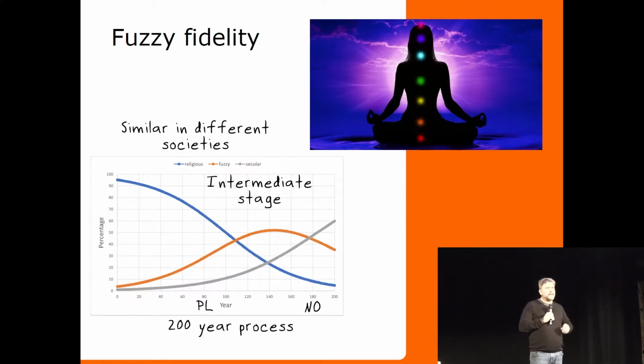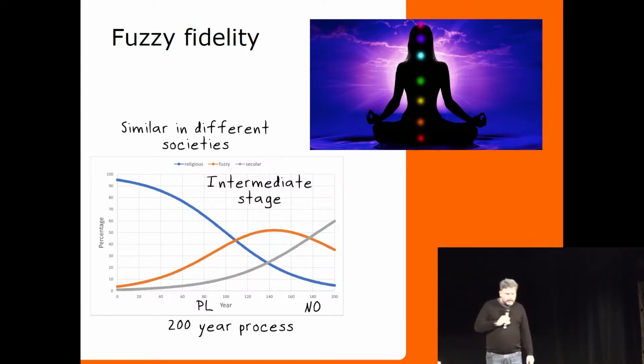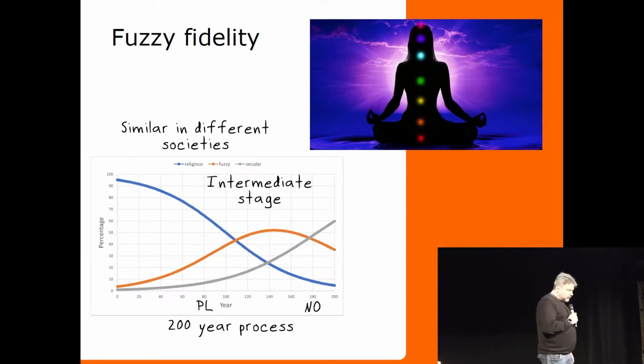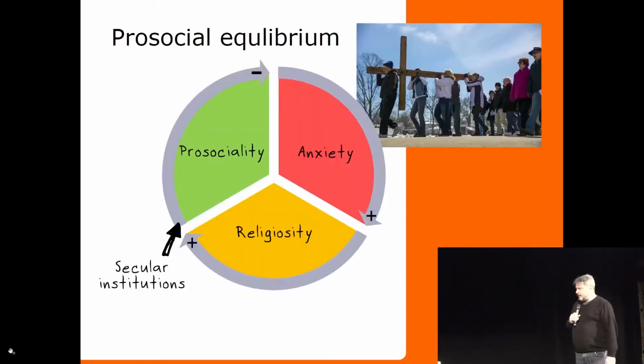The only difference is where in the process each society is. Okay? So that's the first model we're looking at. The second model is a model of what's called pro-social equilibrium.